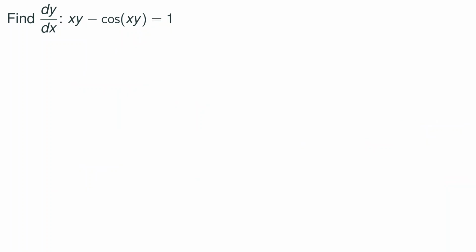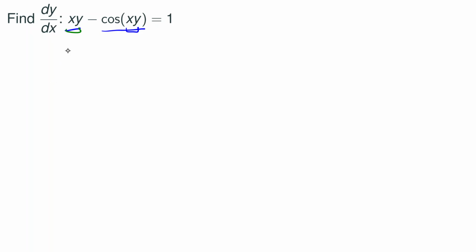Find dy dx of the curve yx minus cosine xy equals 1. So here we have to use product rule when we take the derivative. Here we have to use chain rule, and within the chain rule, for the inside function, we have to use product rule. Okay, so let's do one step at a time. Let's do this one first.